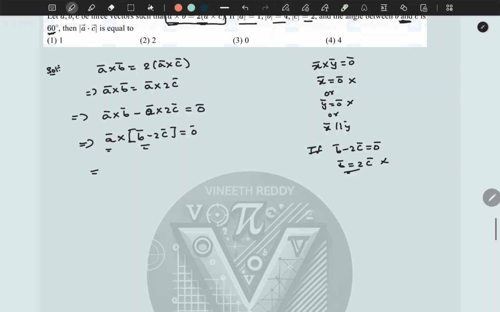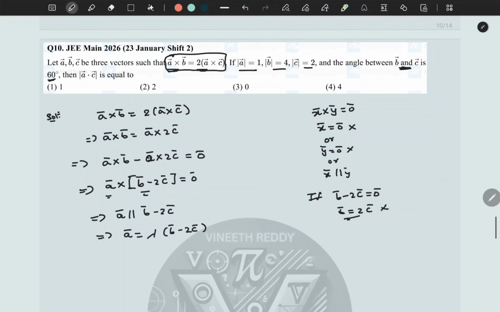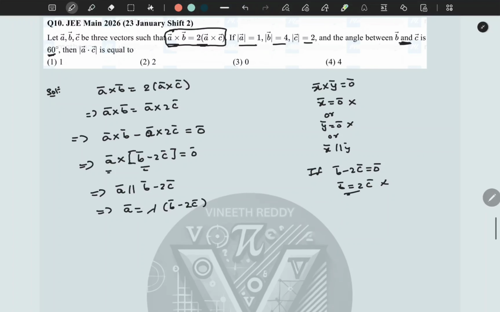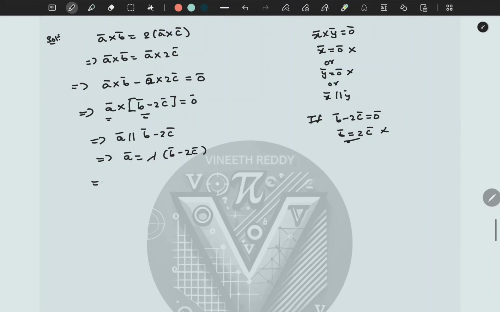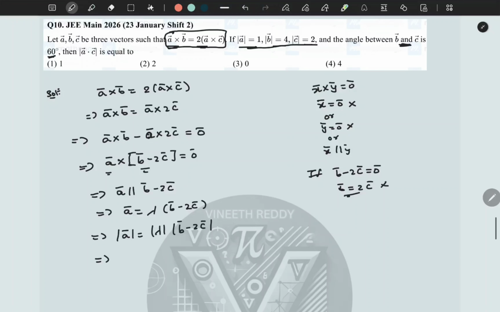That means the only remaining option here is A will be parallel to B minus 2C. That means A bar will be equal to lambda times B minus 2C. Now, can we find the value of lambda? Answer is yes, because the magnitudes are given. Take magnitude on both sides, dear students. In this type of questions, please remember this method. We will go this way only. This will be very easy.